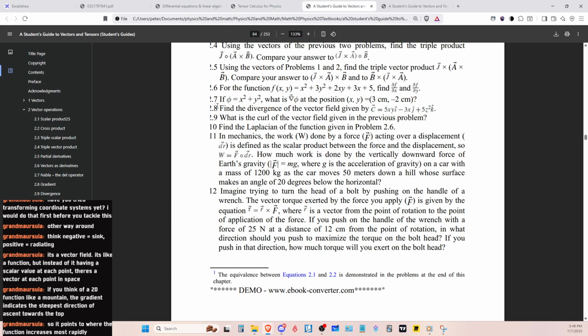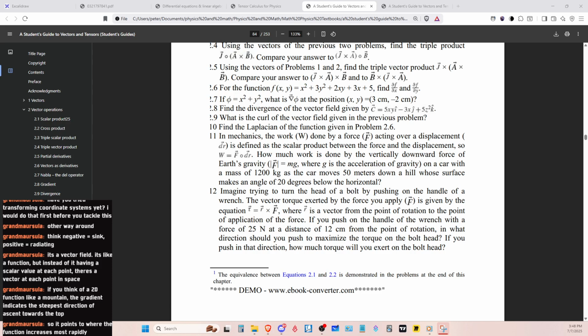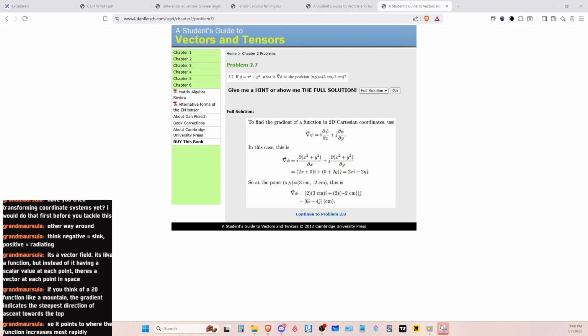What's next? Find the divergence field of the vector. Oh, okay. Another interesting one. So we're getting into divergence. So time for my memory to actually start trying to remember stuff. So, copy.